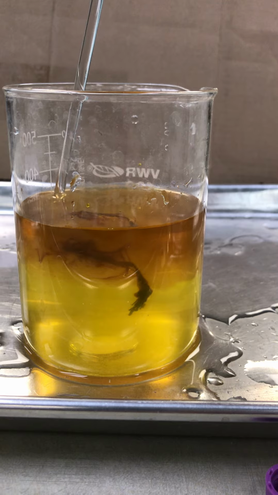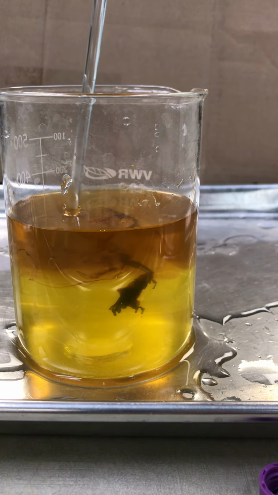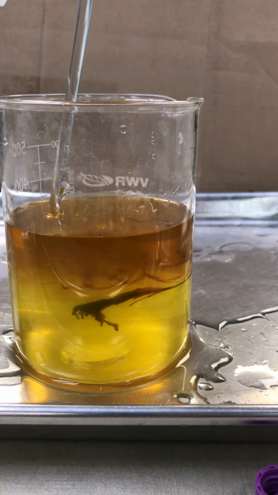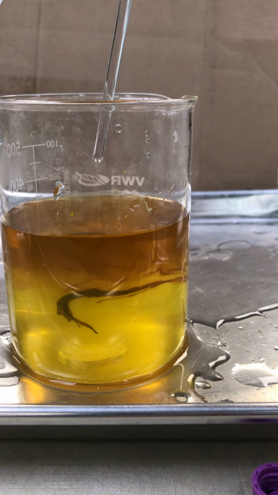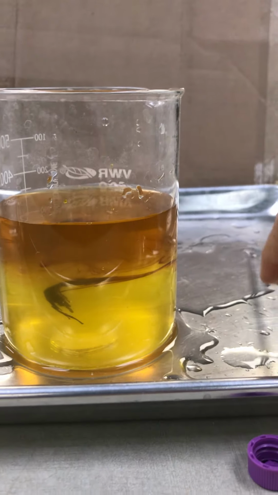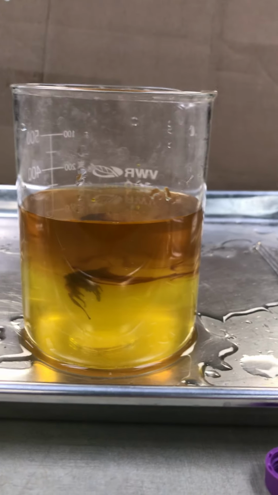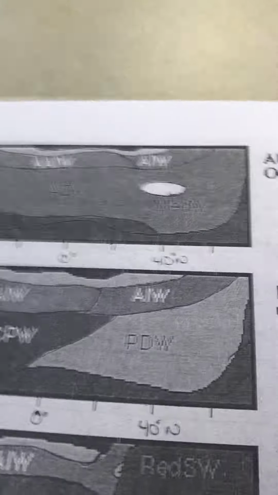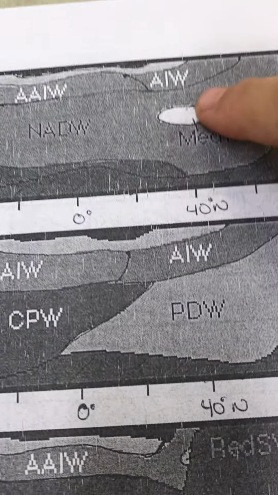So we have our surface layer, which is fresh water that is warmish. And then we have our deeper layer, which is the salt water and is slightly cooler. And again, we see this in the ocean. Here's that Mediterranean water I talked about.